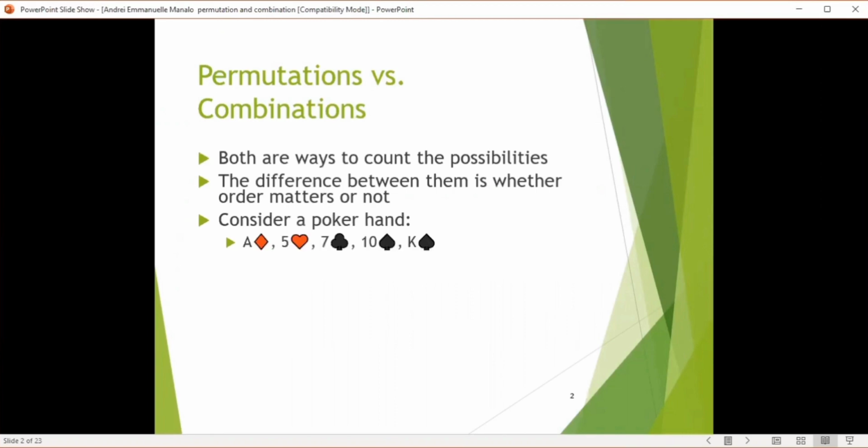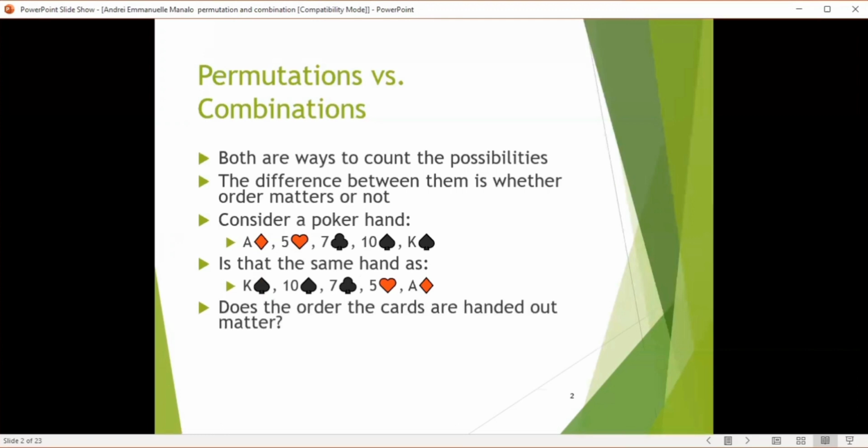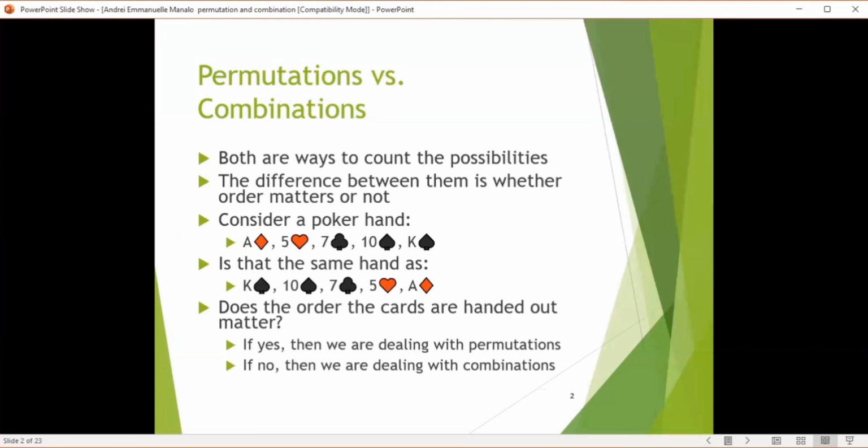Consider a poker hand: ace of diamonds, 5 of hearts, 7 of clubs, 10 of spades, king of spades. Is that the same hand as king of spades, 10 of spades, 7 of clubs, 5 of hearts, and ace of diamonds? Does the order the cards are handed out matter? If yes, then we are dealing with permutation. If no, then we are dealing with combination.